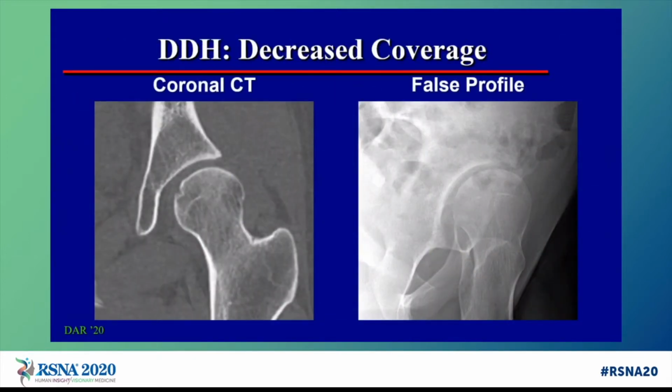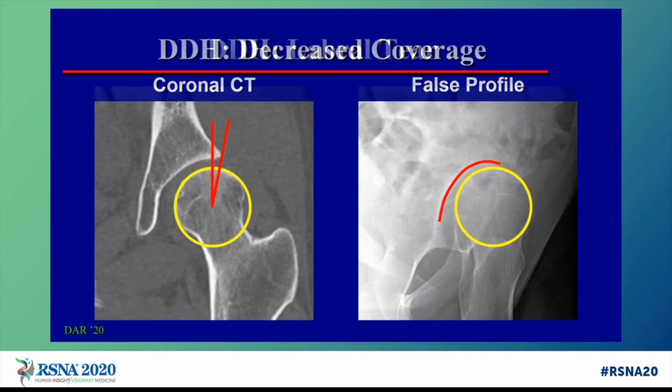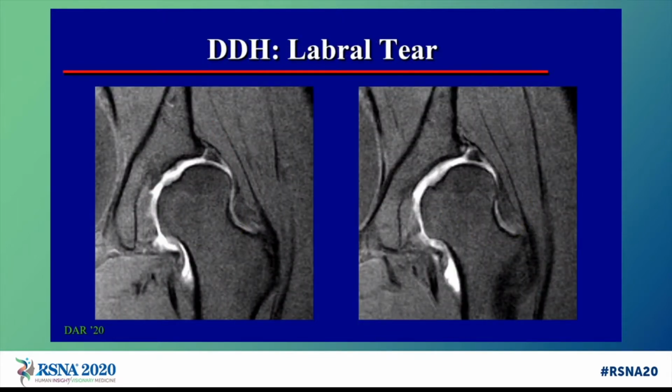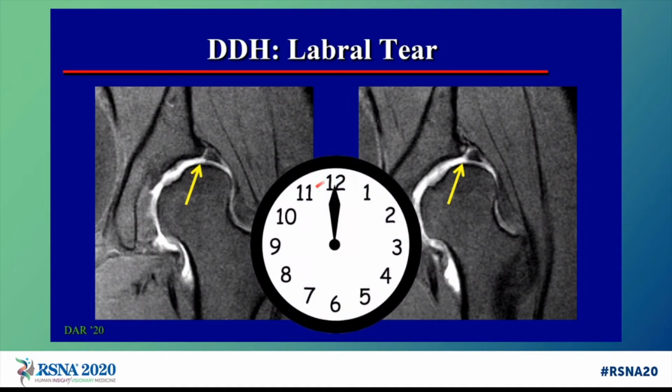In developmental dysplasia, we have decreased acetabular coverage, either laterally, like we see here on the coronal image, or anteriorly on the false profile position. And in these cases, it's the femoral head that's pushing upward against the labrum where there's no acetabular backing and creating a tear that tends to be a little bit more superior than we see in femoral acetabular impingement.